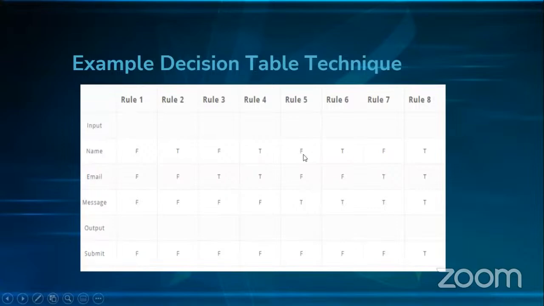So this time around, I tried another combination, rule 5: name false, no name, no email, but a correct message to say, I love testing. That's the message I put there. But unfortunately, it's still going to be grayed out because I've got two combinations of F, which are mandatory fields.